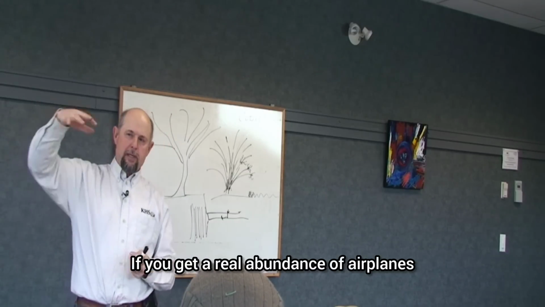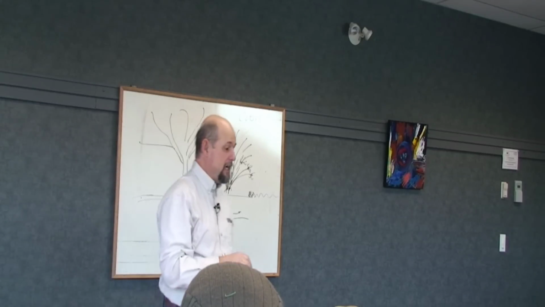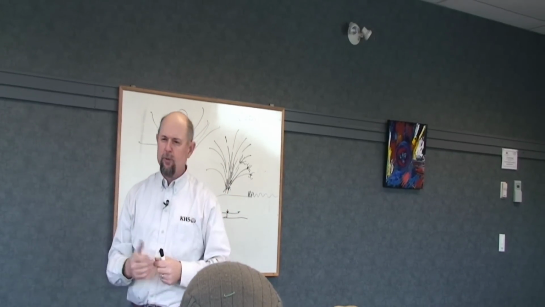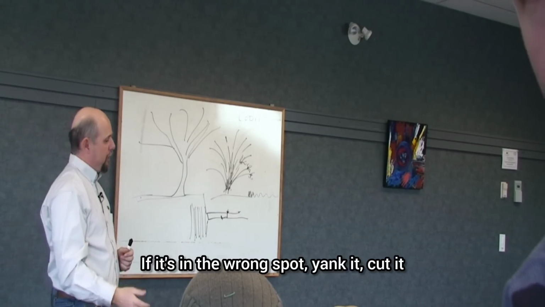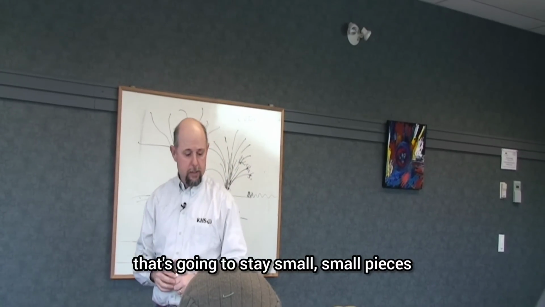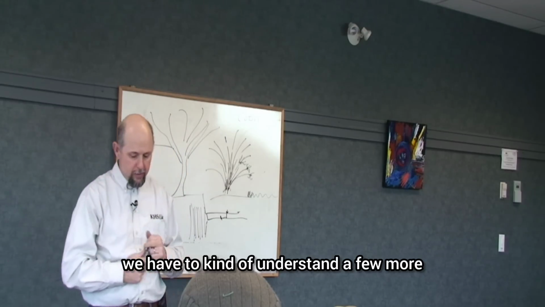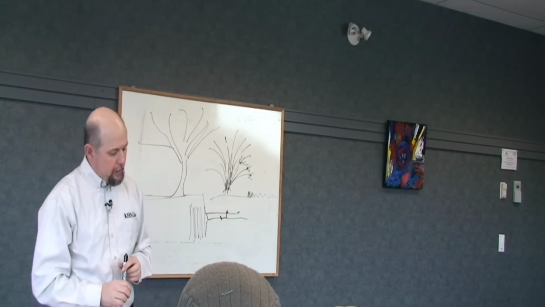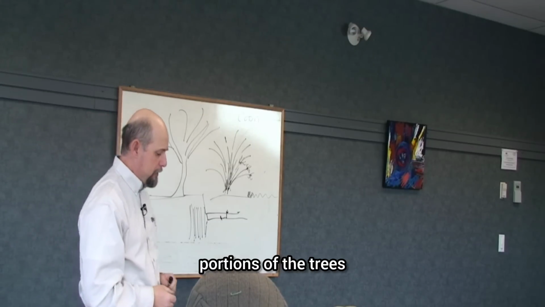If you get a real abundance of, like, airplanes caught in it or something, then you might want to reduce it a bit, but otherwise, let it go. There's no real reason to cut a tree just because it's getting bigger. If it's in the wrong spot, yank it, cut it, get a new one in there that's going to stay small. But fruit trees, we have to understand a few more things really quick, and that is that we want to look for the fruit-bearing portions of the trees.